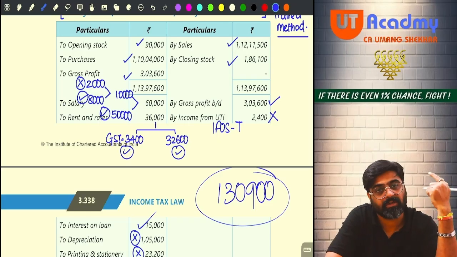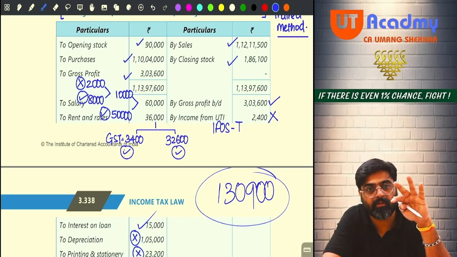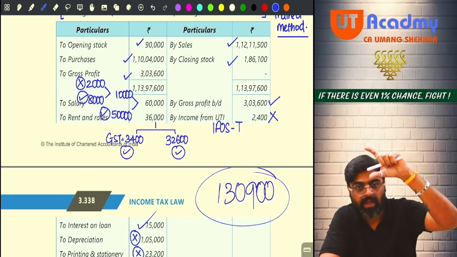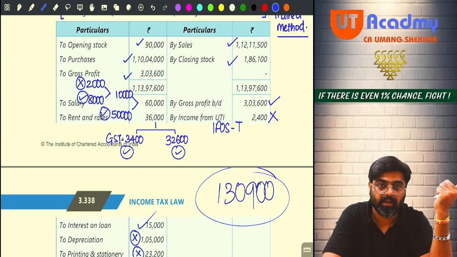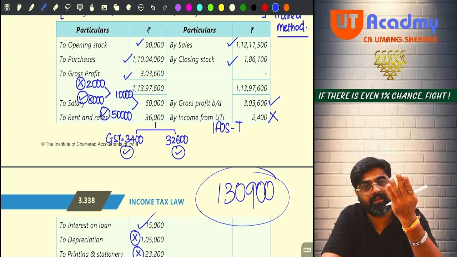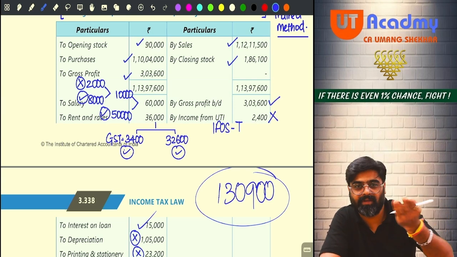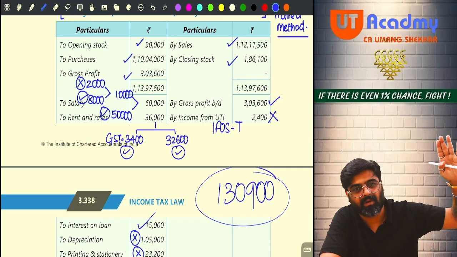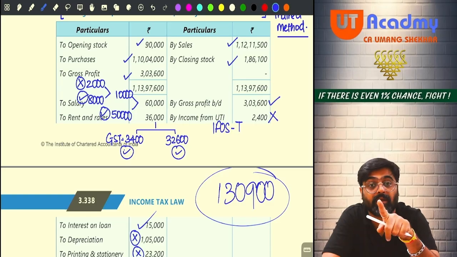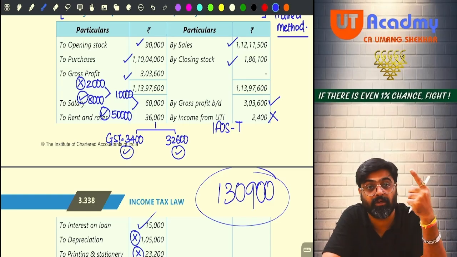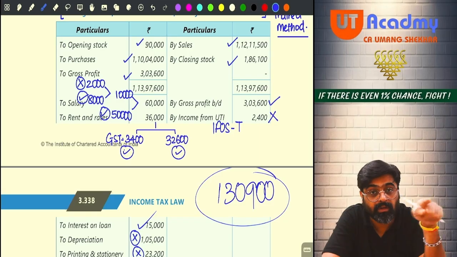Directly outer column. How much? 2,400. If other items would have been there, I would have written in the first column. I would have done the total, and the total I would have reduced in the last column. Yes or no? But this was the only item which is to be reduced. So directly outer column 2,400. What you will write in the bracket? This is an income taxable under the head income from other sources. Hence we are reducing from the profit. Yes or no? Then you will get a total.